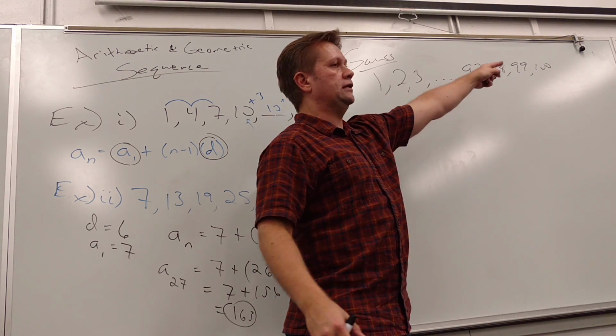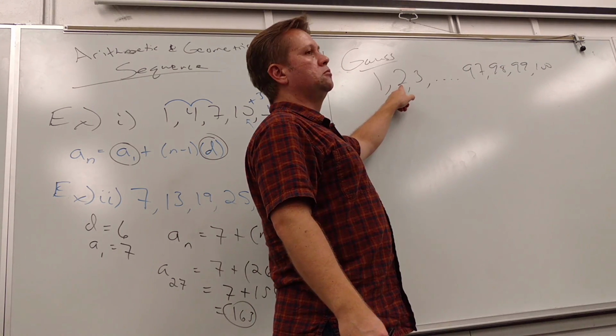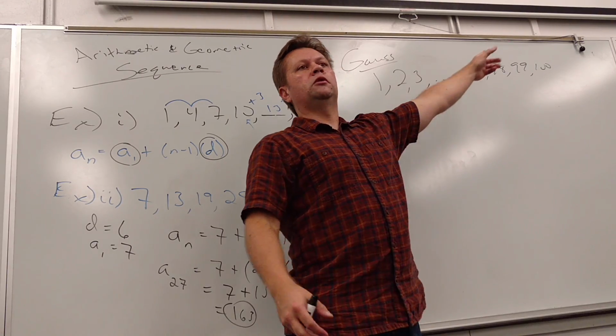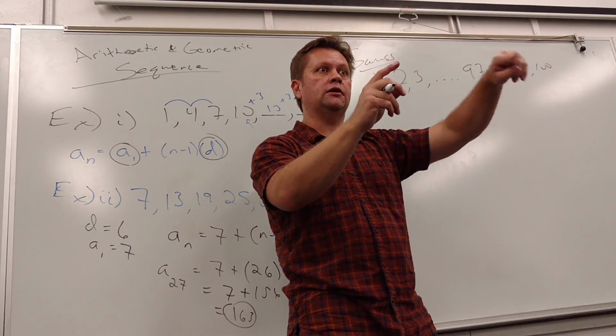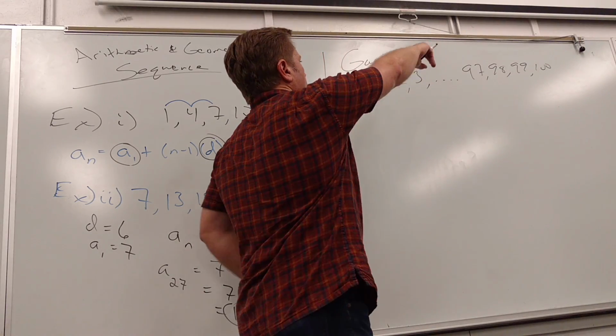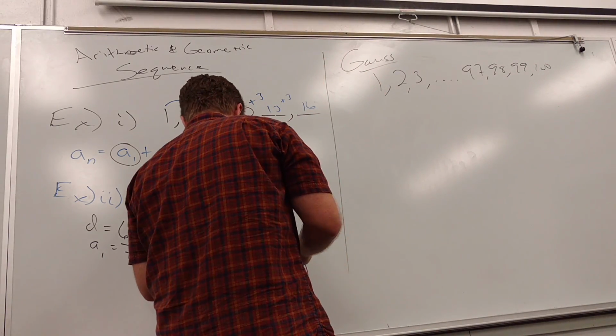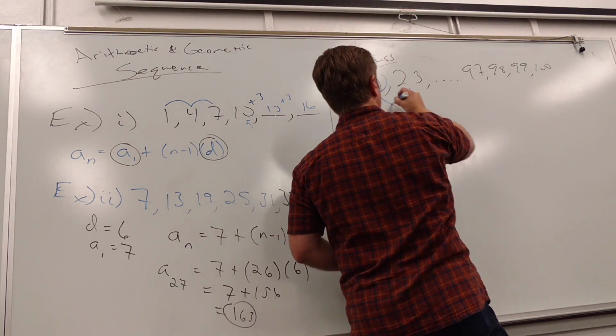Why is this an arithmetic sequence? Because it's 1 plus 1 plus another 1 plus another 1. You guys understand? So like the even numbers would be an arithmetic sequence because they keep adding 2, and so forth. So here's what he did. What is 1 plus 100?